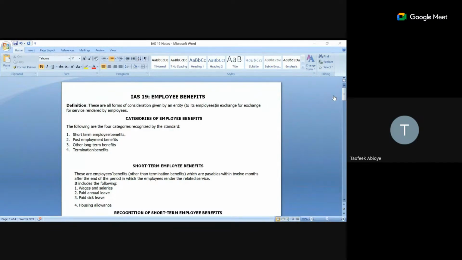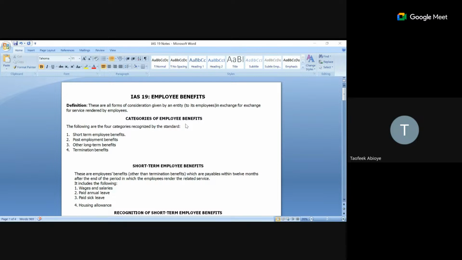So, okay, I think we can start the class now. Good evening, everybody. Our topic for tonight is IAS 19, employee benefits. And just like I said, let me repeat it once again.